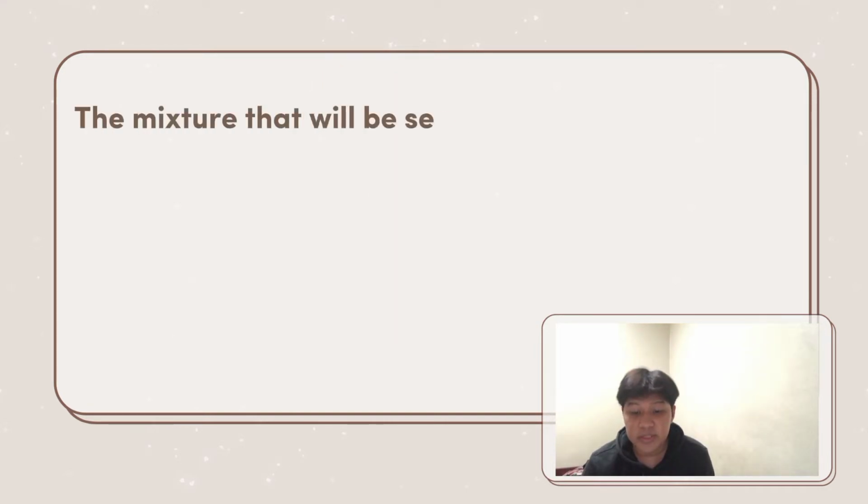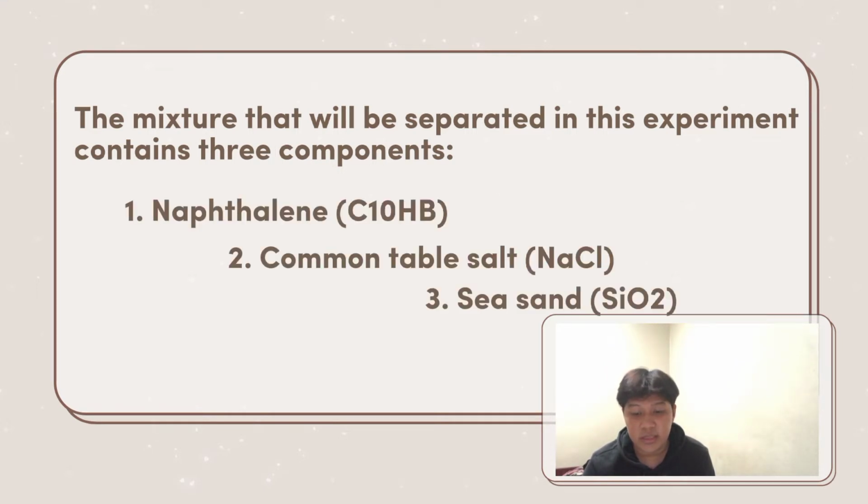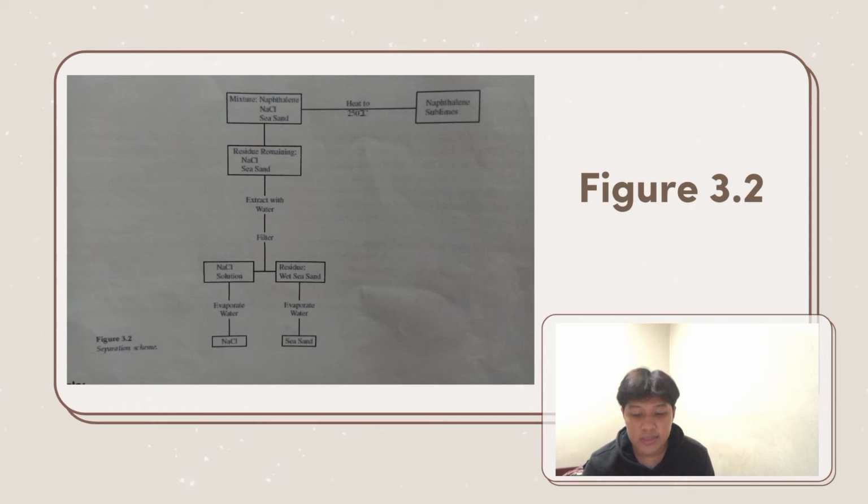The mixture that will be separated in this experiment contains three components: naphthalene, common table salt or sodium chloride, and sea sand or silicon oxide. The separation will be done according to the scheme in figure 3.2, by heating the mixture to sublime the naphthalene, dissolving the table salt with water to extract it, and evaporating water to recover the sodium chloride and sand. Also, the techniques that I've discussed before are being used in this experiment.